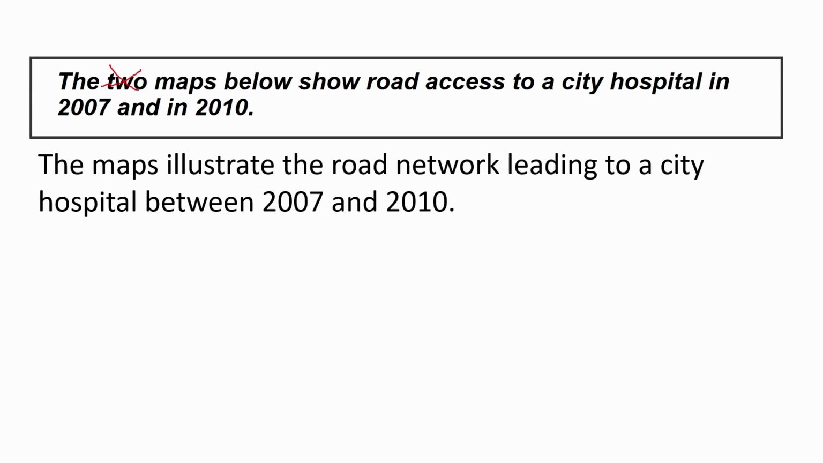So the first change, I deleted 2 because we don't need that. The second one, I deleted below because there is nothing below my writing. Instead of show, I used illustrate. Instead of road access, I used the road network. Instead of to a city hospital, I used leading to a city hospital. And instead of 2007 and 2010, I used between this year and that year.